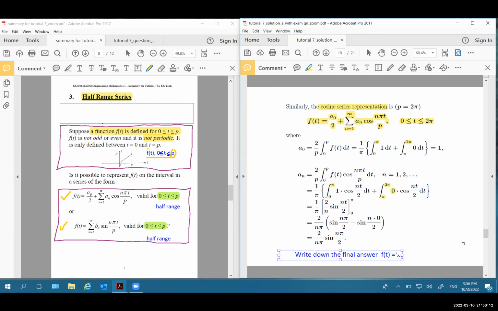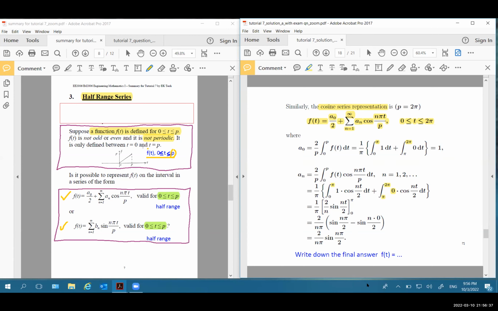Here, because I've come to the last page already, I have no space to write this half range cosine, but you should write it down. So put this A0 and this An inside here and write down your final answer. Just go and write it down. Is it okay?